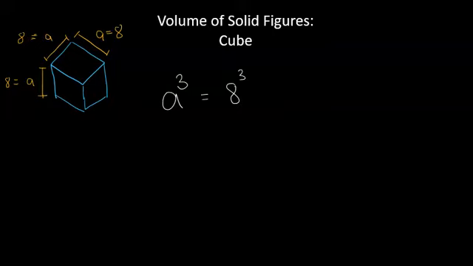It's going to be 3. So that means it's 8 times 8 times 8. And what does that give us? That gives us 512. That's the final answer.